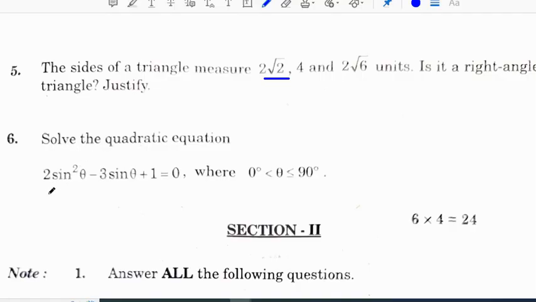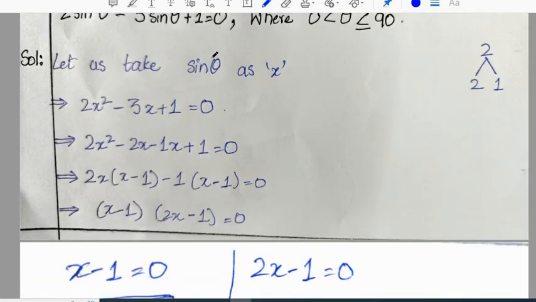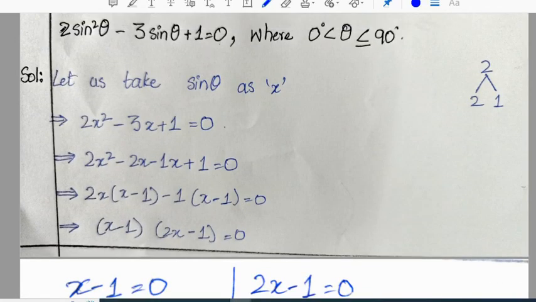Solve the quadratic equation 2 sine square theta minus 3 sine theta plus 1 is equal to 0. Solve here means finding theta. We need to find the angle theta. If you assume sine theta as x and replace x wherever sine is there, so 2x square minus 3x plus 1 is equal to 0. This is clearly in the quadratic form.